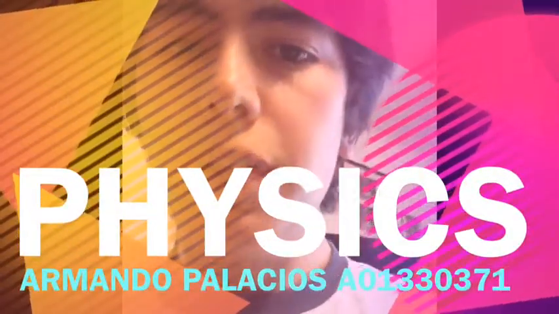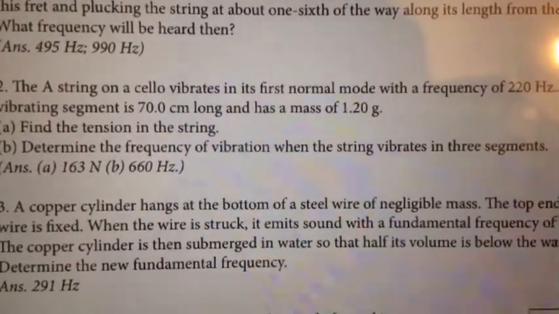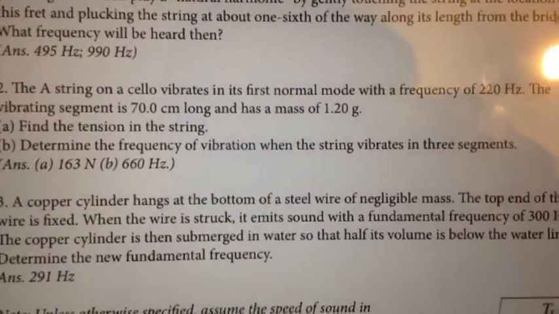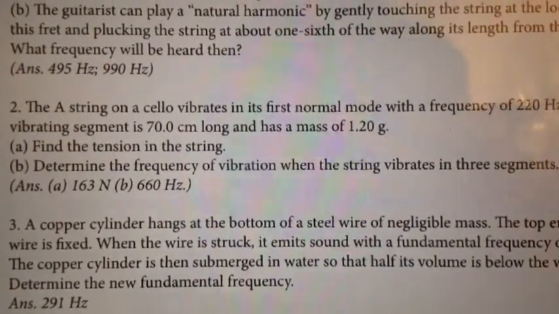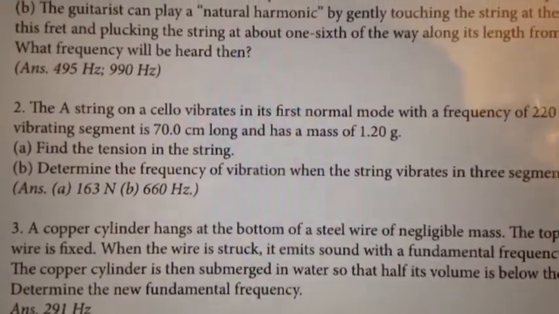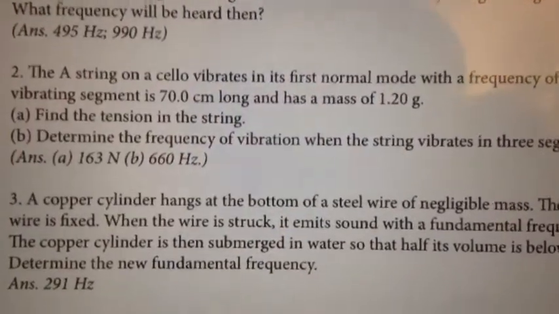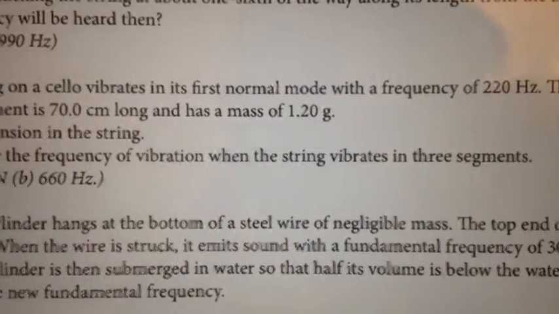Today, we will be seeing standing waves. The problem says, the A string on a cello vibrates in its first normal mode with a frequency of 220 Hz. The vibrating segment is 70 cm long and has a mass of 1.2 grams. A. Find the tension of the string, and B. Determine the frequency of vibration when the string vibrates in 3 segments.